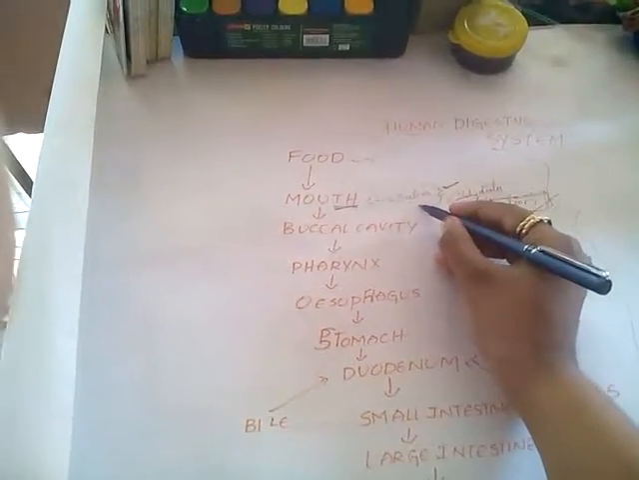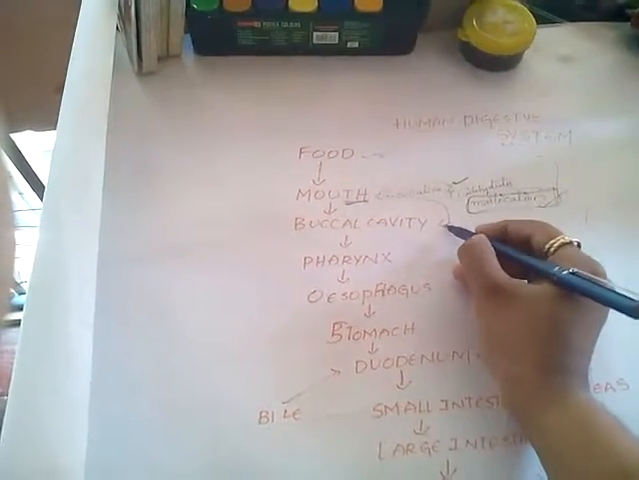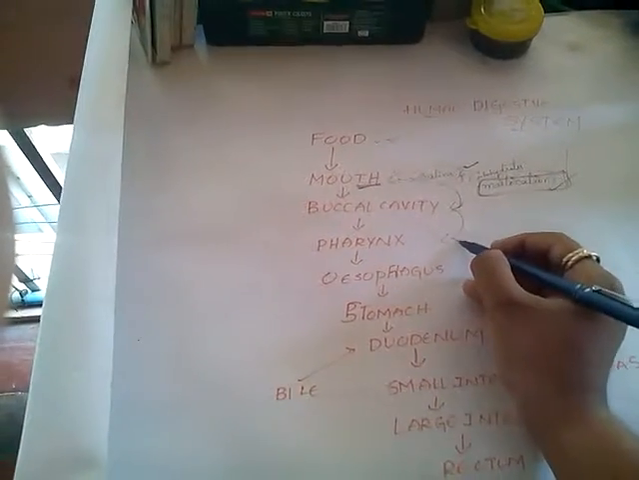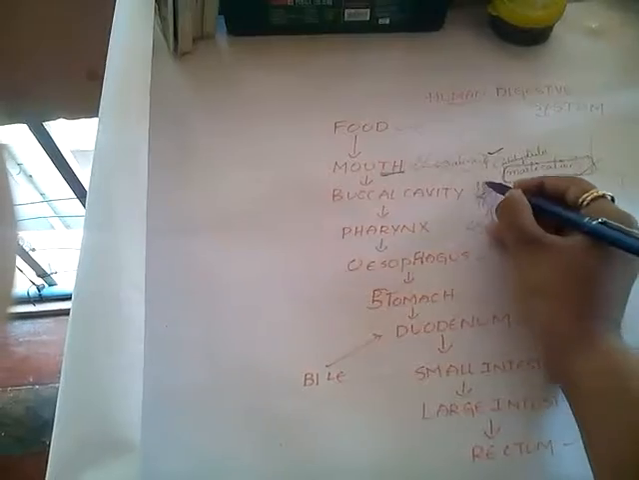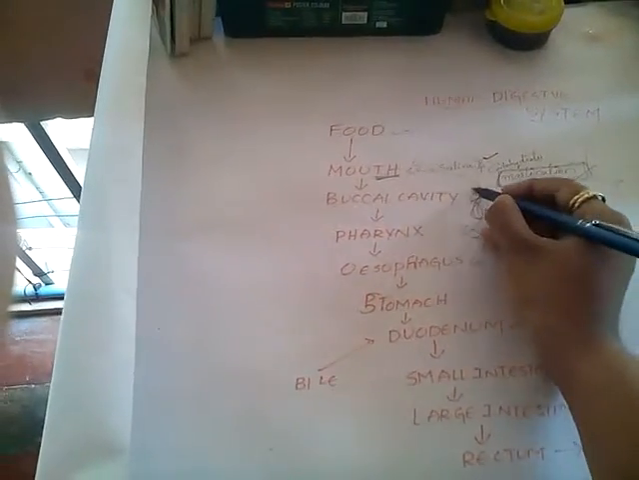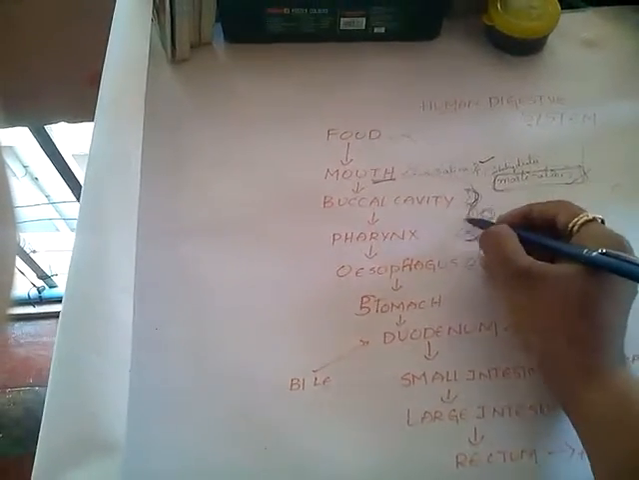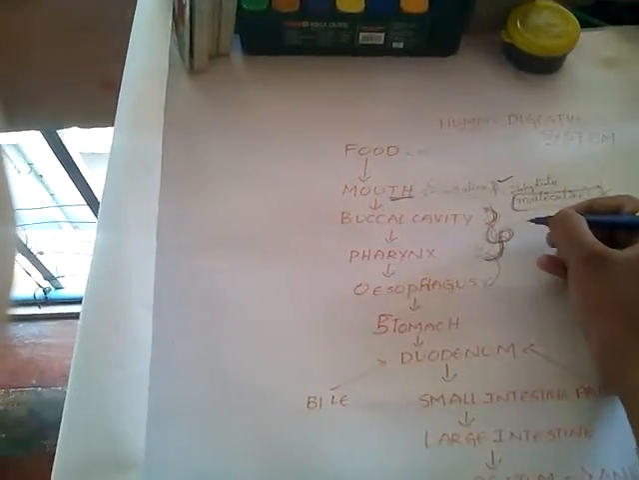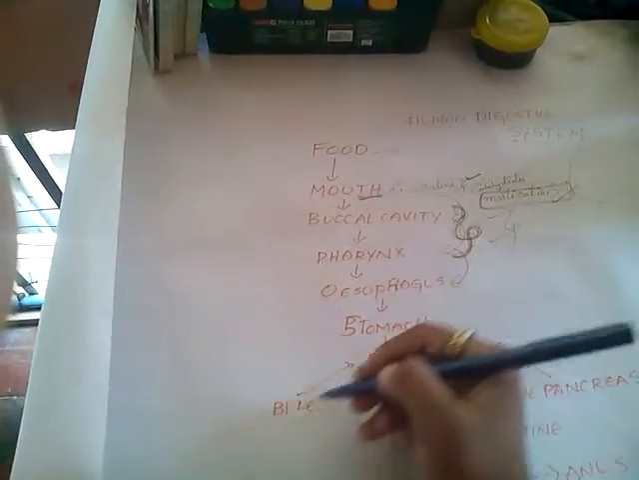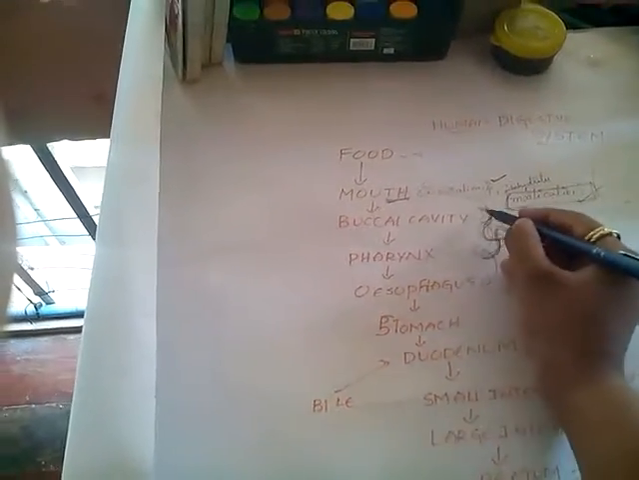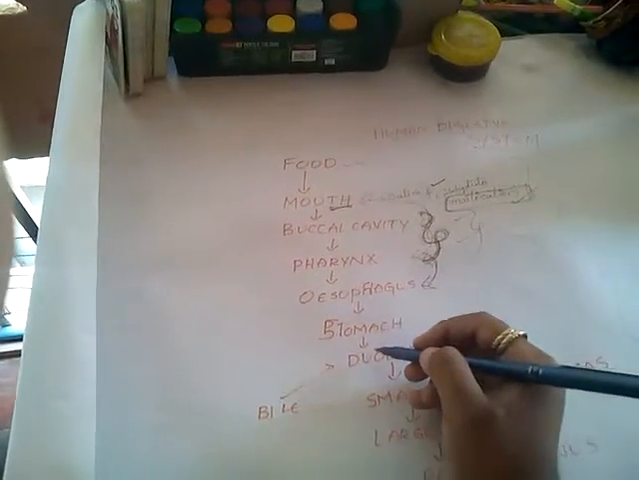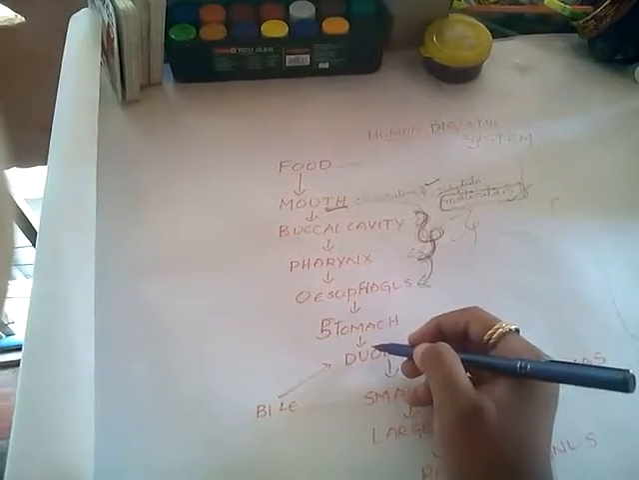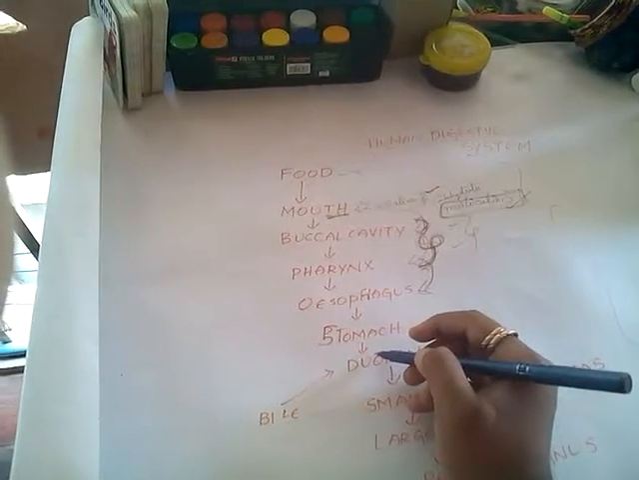After this, it passes through the buccal cavity and the pharynx, and it enters into the esophagus. In this standard we only need to know that these two are only for transportation of food, and later we will discuss their functions. After passing through these two, the food enters into the esophagus, right?